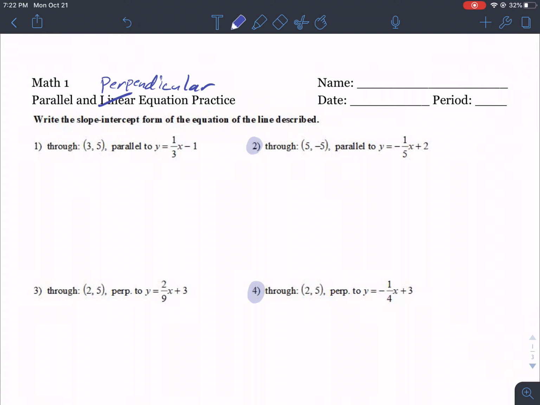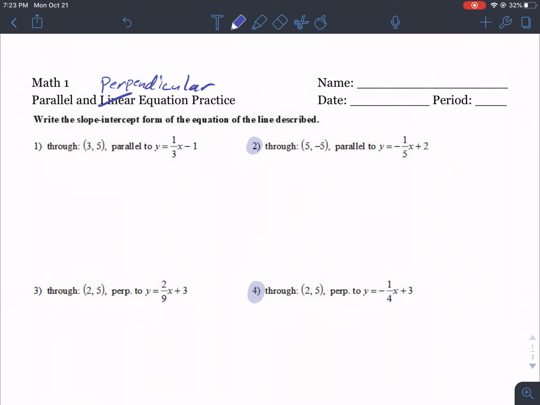So basically what we were talking about earlier today, we're just trying to make an equation that's either parallel or perpendicular. And you're going to be given a point. So let's talk about the ones we want to talk about.